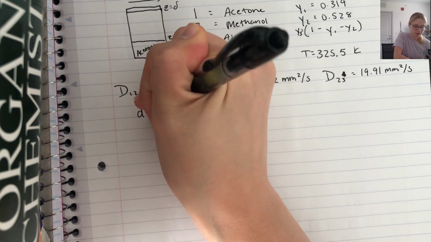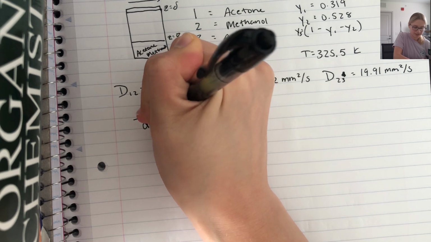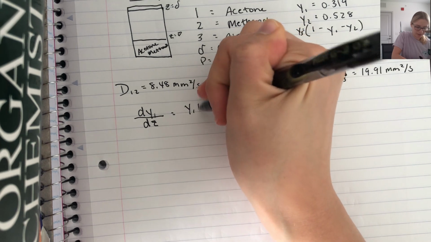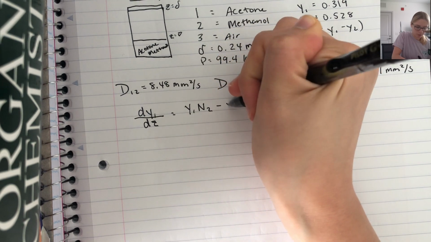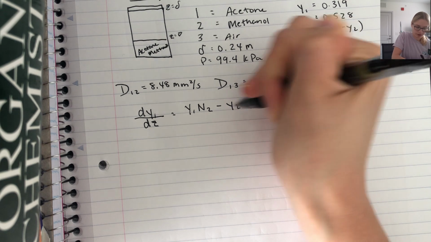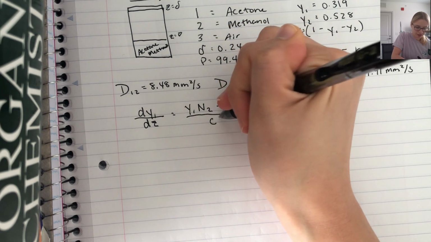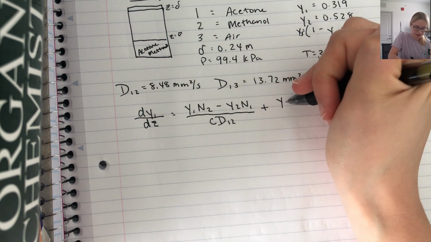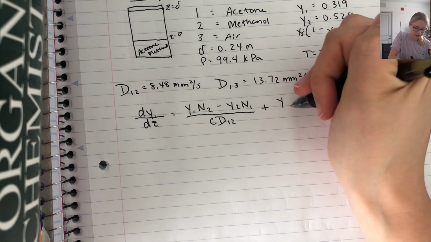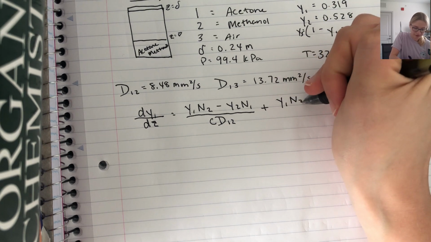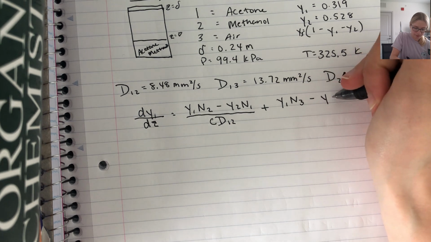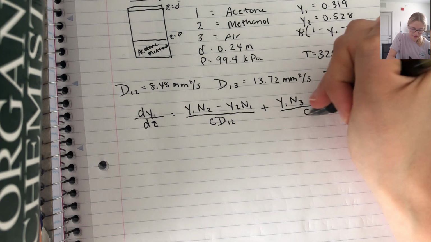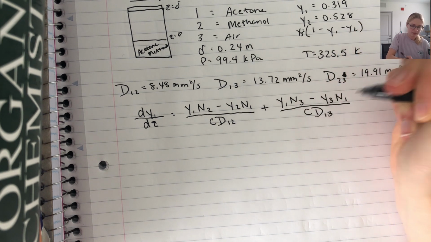So we get the change in mole fraction of component 1 with respect to Z is equal to the mole fraction of component 1 times the molar flux of component 2 minus mole fraction of 2 times the molar flux of 1, all over the concentration times the Maxwell-Stefan coefficient D12, plus the mole fraction of component 1 times molar flux of 3 minus mole fraction of 3 times molar flux of 1, all over the concentration times D13.